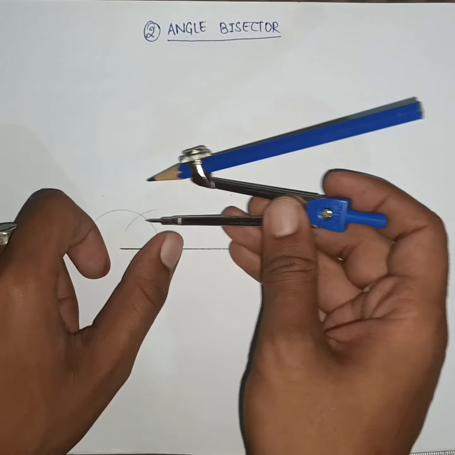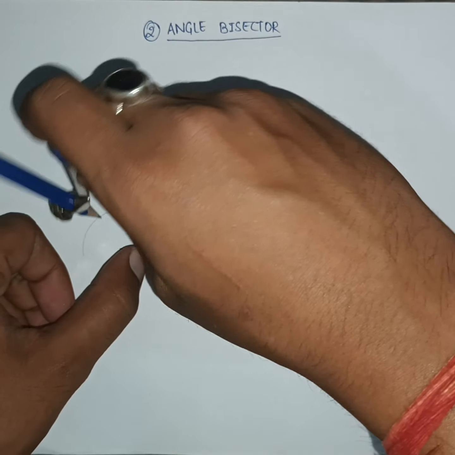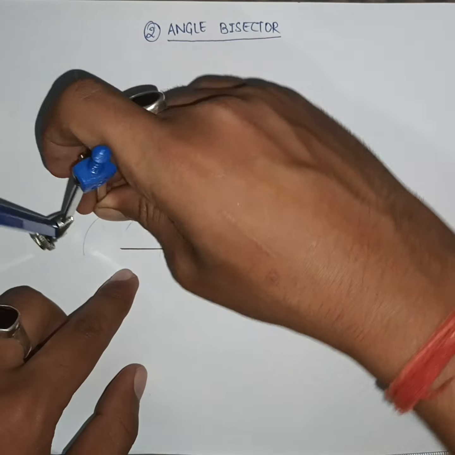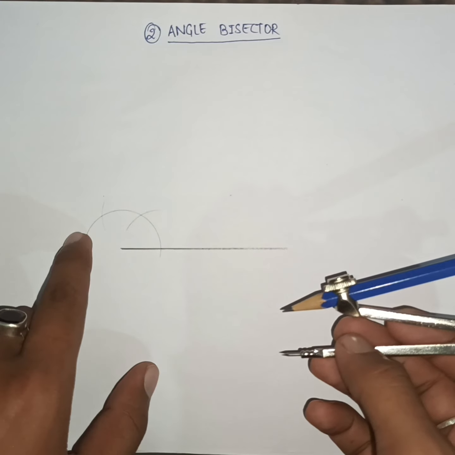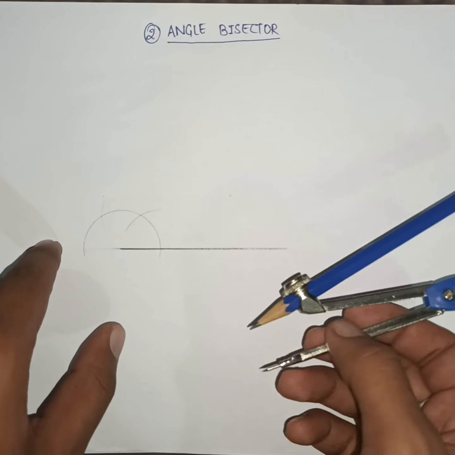And from here put another arc here. Okay? And from here, if we make one more arc, we will get 180 degrees from here. So this semicircle is forming a straight angle, and a straight angle is always equal to 180 degrees.